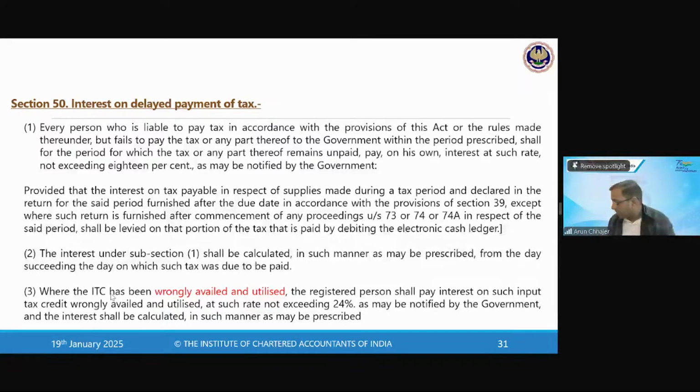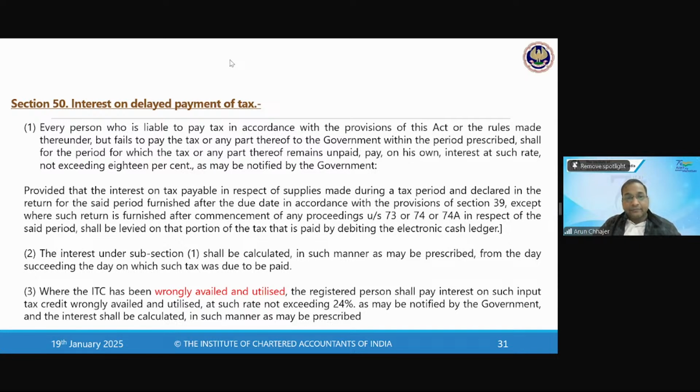Assume that my gross liability is 100 rupees. I have the ITC of 90. Interest would be applicable on rupees 10 or on rupees 100? Absolutely correct. The net amount, it will be applicable.